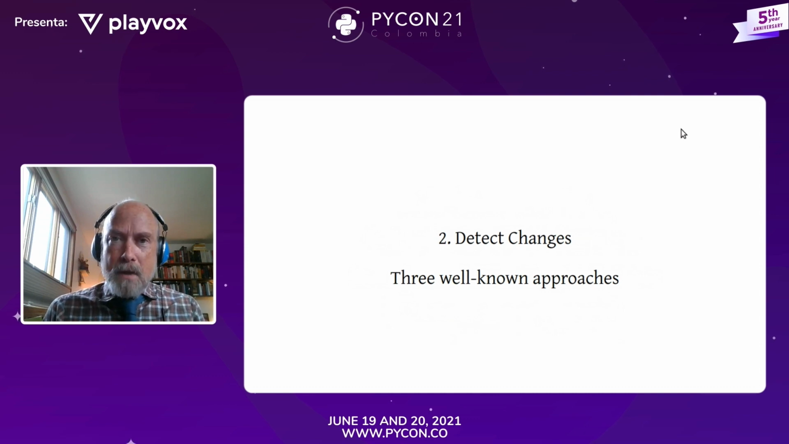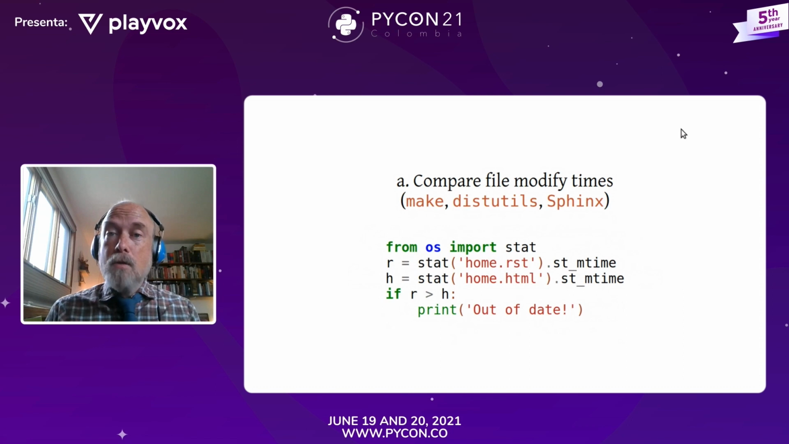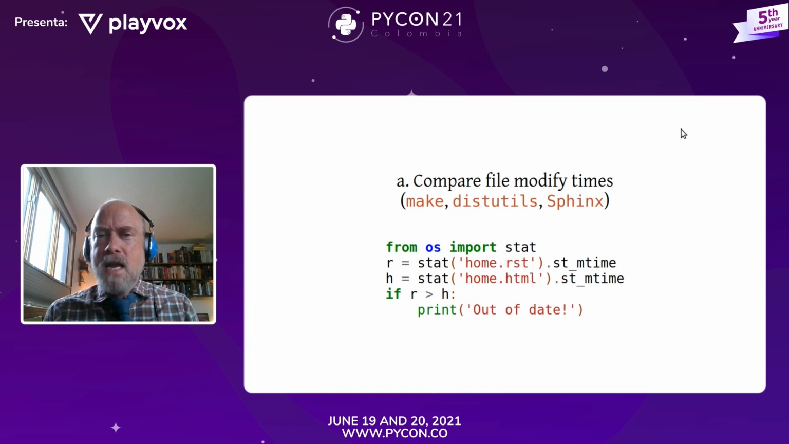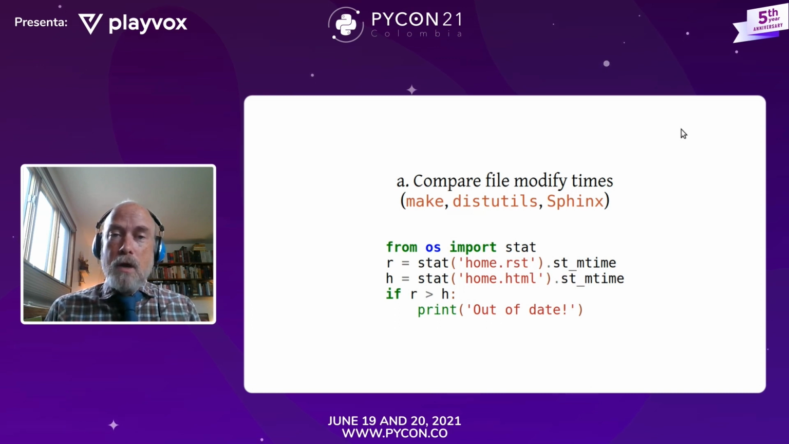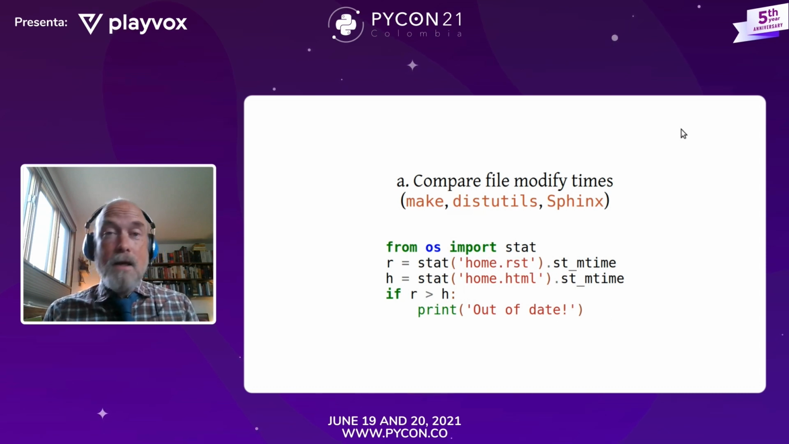All right, so build system, if it has a way to represent a graph, now needs to detect changes. There are three well-known approaches. First, you can compare file modify times. This is the usual approach used by Make, distutils, Sphinx, and many other systems. You can, in Python, import stat from the OS module, ask for the modify times of two files, and check if the input file has been edited more recently than the output file was generated.